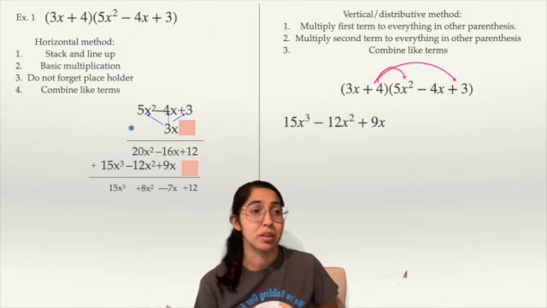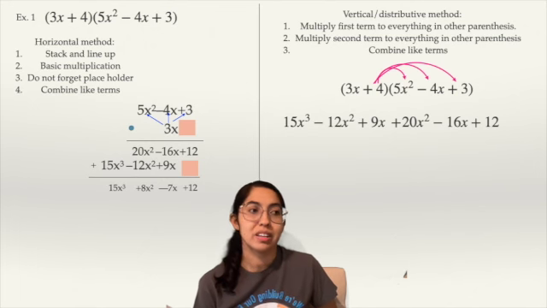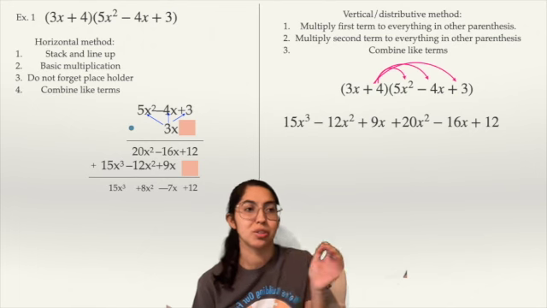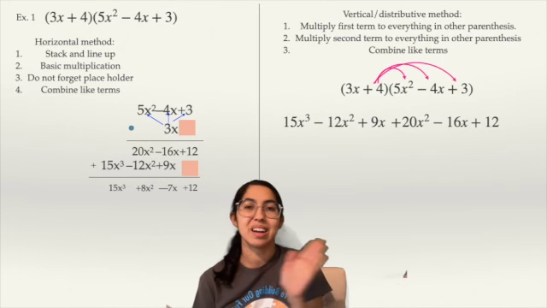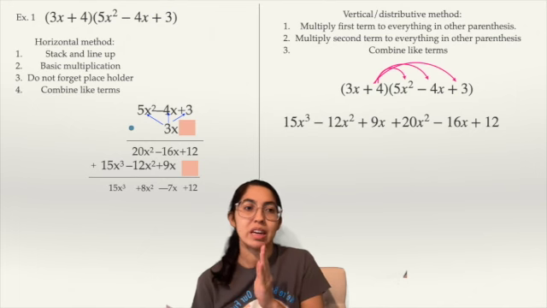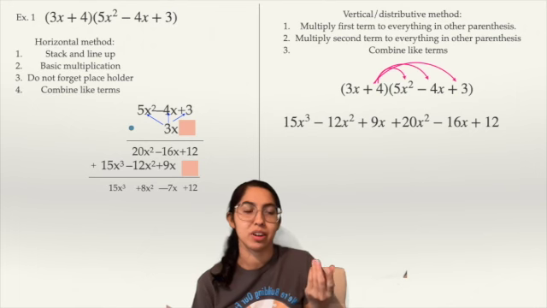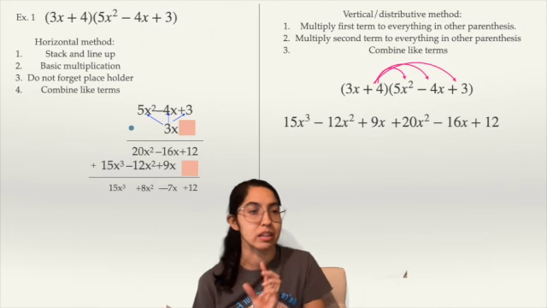We're going to distribute this one to everything inside. So 4 times 5 is 20x squared, 4 times negative 4x is negative 16x, and 4 times 3 is plus 12. We literally did the same thing, and now we're going across and just combining like terms. 15x cubed does not have a like term, and that's what I like better about horizontal method, is that the like terms are stacked on top of each other. So it's really organized and easy to read.